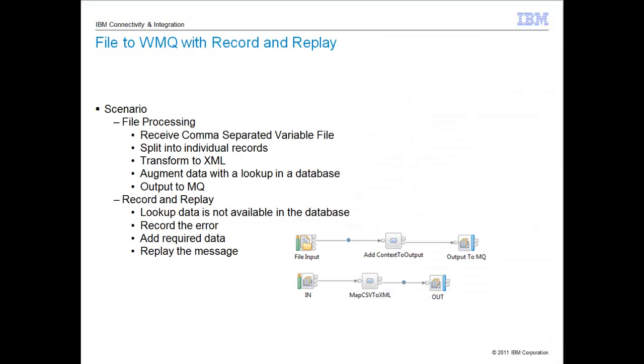In this video, we have seen file processing by Message Broker. We've seen a comma-separated file modeled in DFDL, split into individual records by the file input node, transformed to XML using graphical mapping, augmented with data from a database, and output to MQ. Where data wasn't available in the lookup database, we saw exceptions occur. These were recorded by the new record and replay feature, and once the data was inserted into the lookup database, replay was used to reprocess the messages. We have also seen the web admin interface.